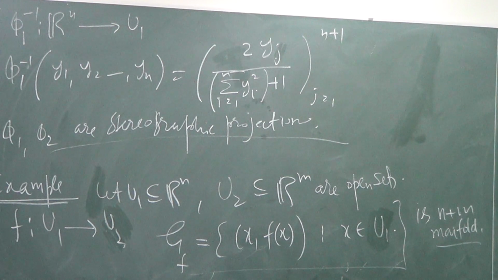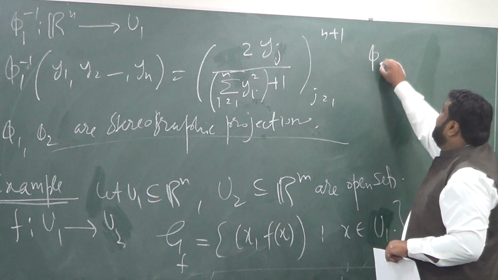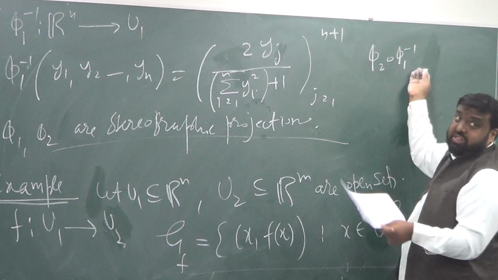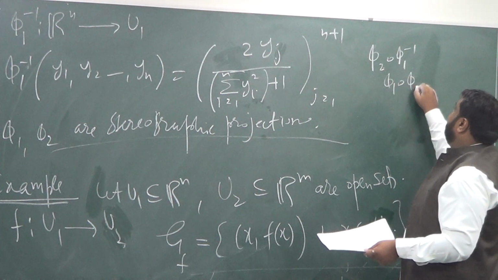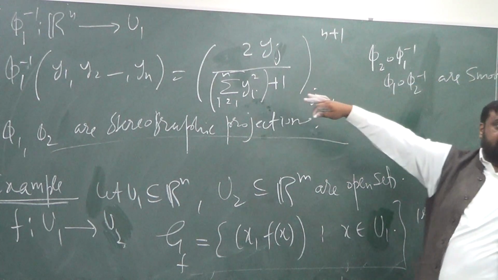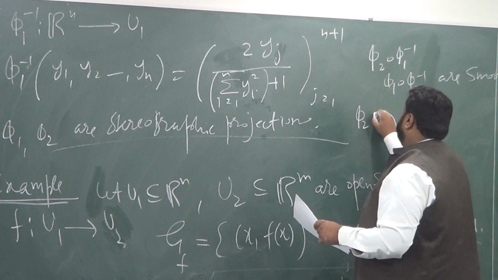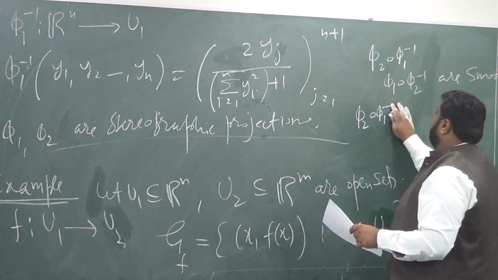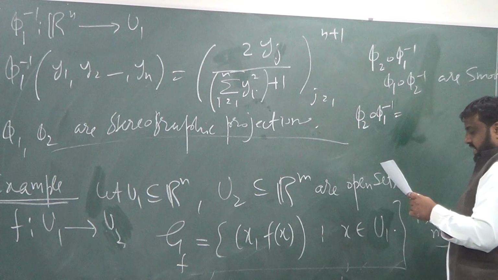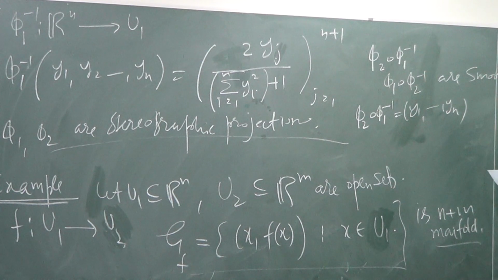One thing that I missed, obviously having phi1 and phi2 is not enough. You also need to show that phi2 composition phi1 inverse, the transition maps, and phi1 composition phi2 inverse are smooth. In the case of the sphere, I'm talking about the sphere. A good piece of information written here is that if you compute phi2 composition phi1 inverse, you get a function of maybe y1 to yn. You're going to get this y1, y2.